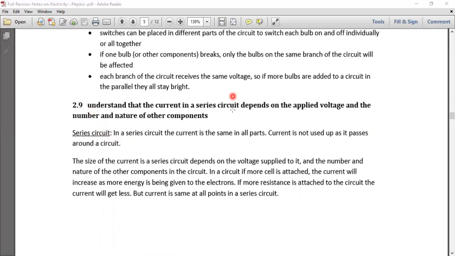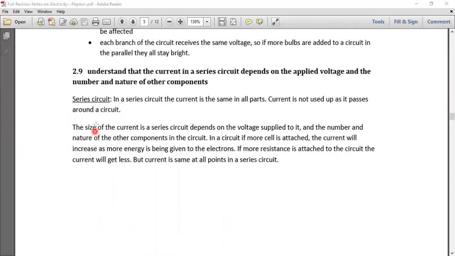Now, understand that the current in a series circuit depends on the voltage applied and the number and nature of the other components. In a series circuit, the current is the same in all parts. As I told you earlier, current is not used up as it passes around the circuit. The size of the current depends on the voltage supplied to it, and the number and nature of the other components in the circuit.